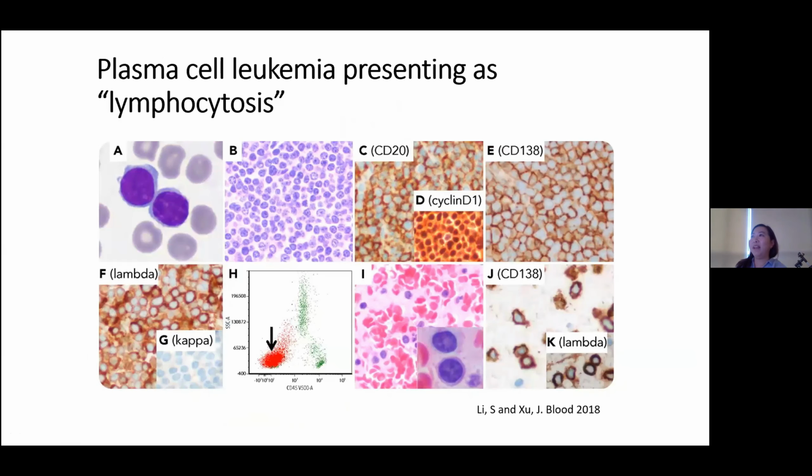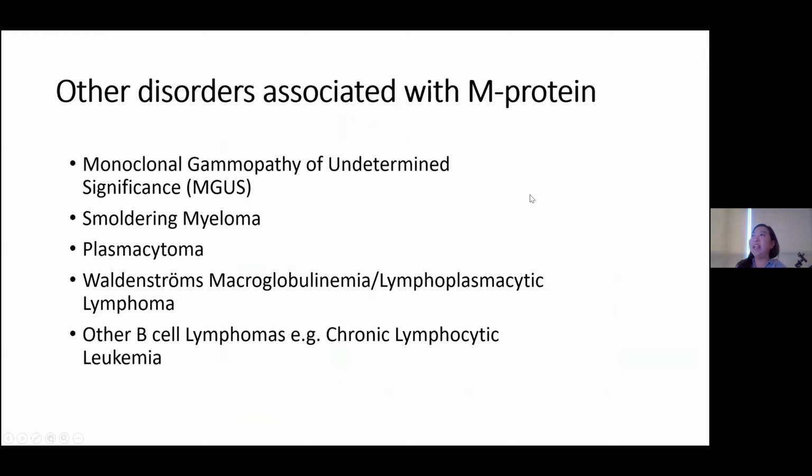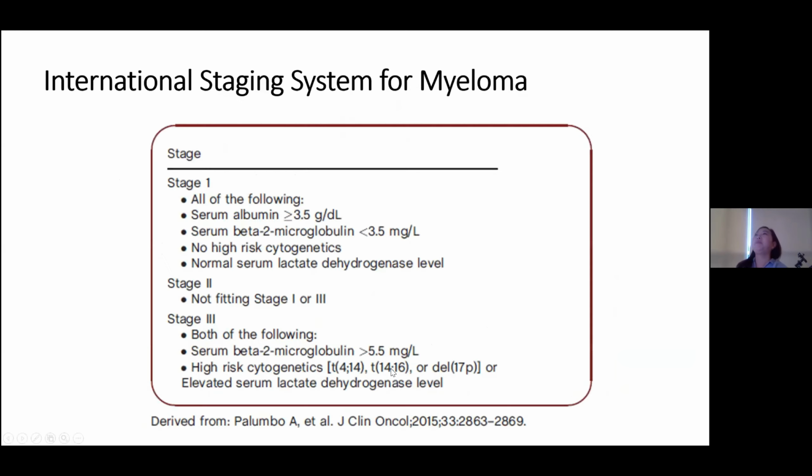So you have to be careful and make sure to establish the identity of the plasma cells using flow cytometry and immunohistochemistry. And M protein can also be found in other conditions, not just plasma cell myeloma, but also in some lymphomas like LPL and also CLL.